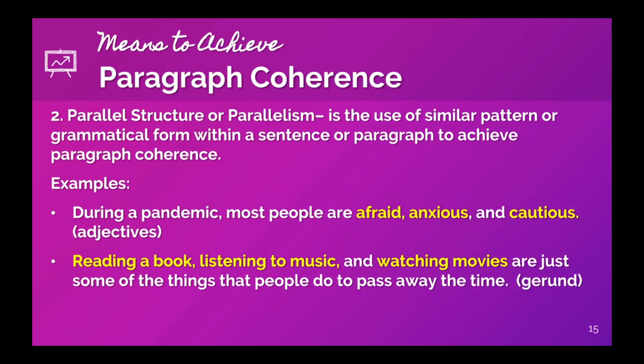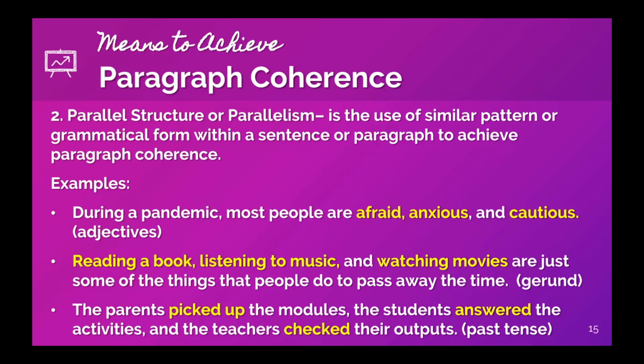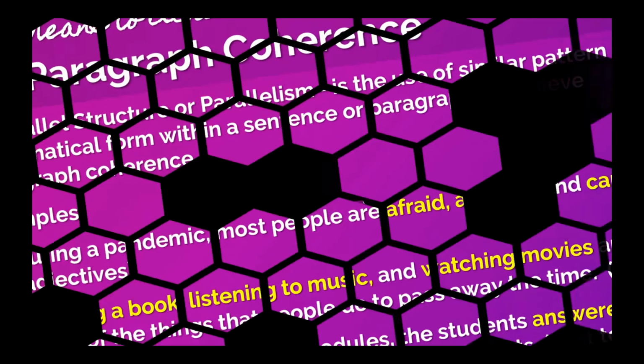So, parallel structure. Another example: reading a book, listening to music, and watching movies are just some of the things that people do to pass away the time. Here, the writer consistently used words like reading, listening, and watching. Final example: the parents picked up the modules, the students answered the activities, and the teachers checked their outputs. We have picked up, answered, and checked as our verbs, and all of them are in past tense consistently. This is what we mean by parallel structure or parallelism. We use a similar pattern.